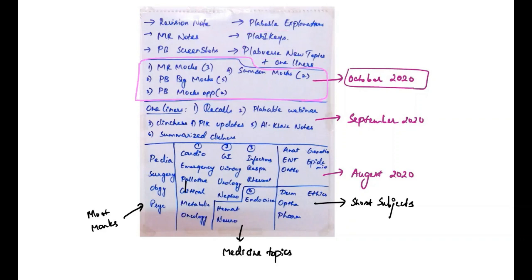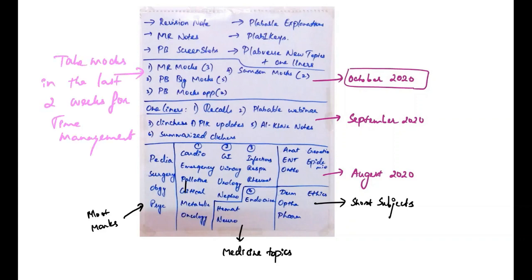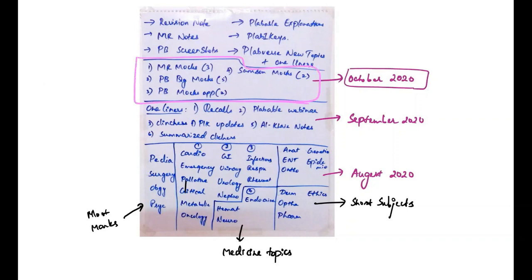In the second column you can go through the different kinds of mocks available for your time management testing that you're going to do in October 2020, or the last 2 weeks of your PLAB-1 plan. These mocks include Med Revision mocks, Samson mocks, and PLABable big mocks if you're buying those, and the mocks available in the PLABable app, or the mocks from Dr. Khalid's 1700 book. So you can just do any mock and then time yourself to see where you stand.